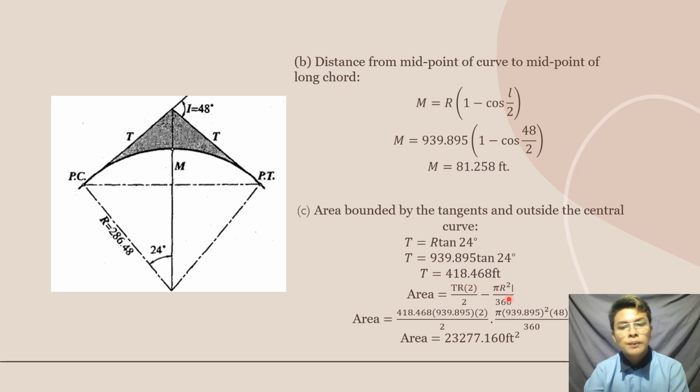418.468 feet. Using the formula of area, T times R times 2 divided by 2 minus pi R squared times I divided by 360, we substitute the values, and then we will get the area of 23277.160 feet squared.